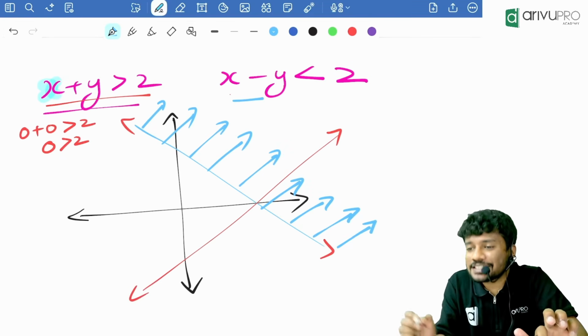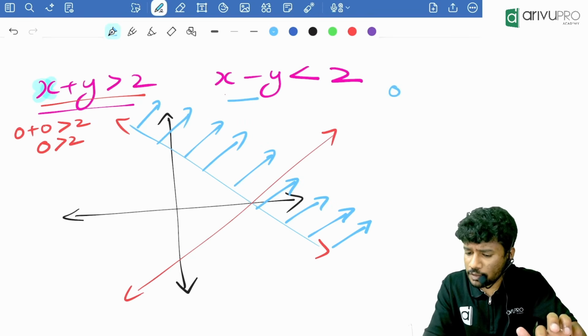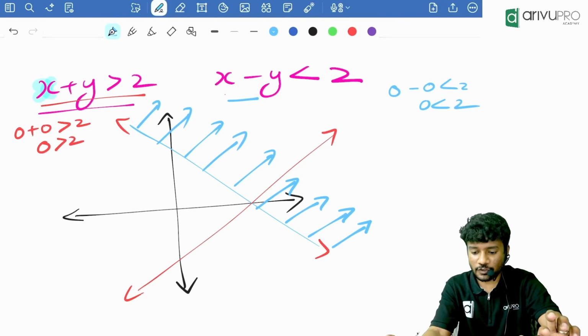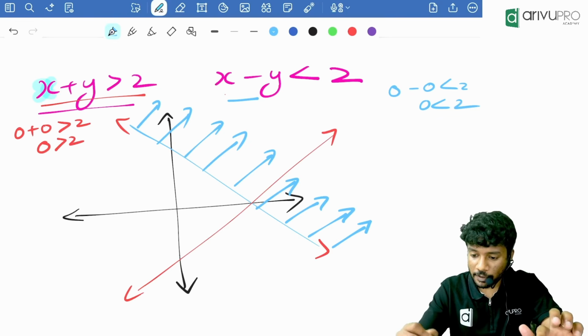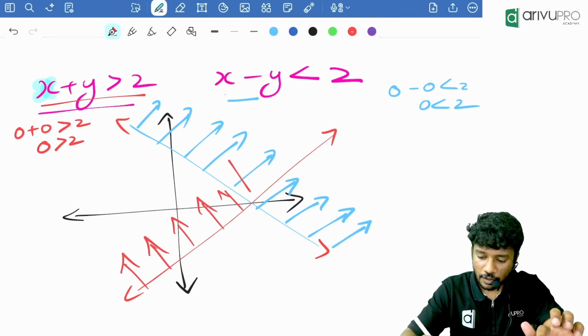Now, second graph. x minus y is less than 2. Put x is equal to 0. 0 minus 0 less than 2. 0 is less than 2. Then tell me, is the graph towards the origin or away from the origin? Towards the origin. So how will the graph look like? It will be coming this way. Okay, now a common intersection is coming.